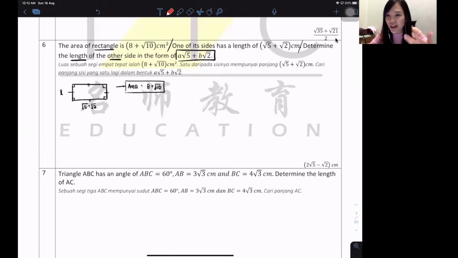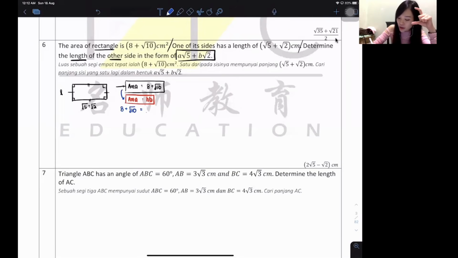Area. They give me area, so obviously I must use the area formula, right? So what is the area formula? I'm talking about a rectangle. Rectangle area is height times base, isn't it? I think all of you know about this, you learned it in lower form. So now your area is what? 8 plus square root 10. Okay, so I just write 8 plus square root 10, equivalent to height times base.